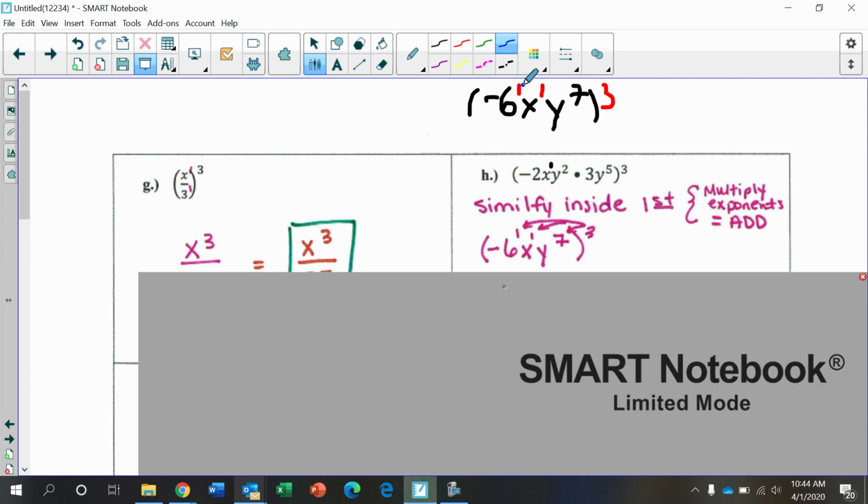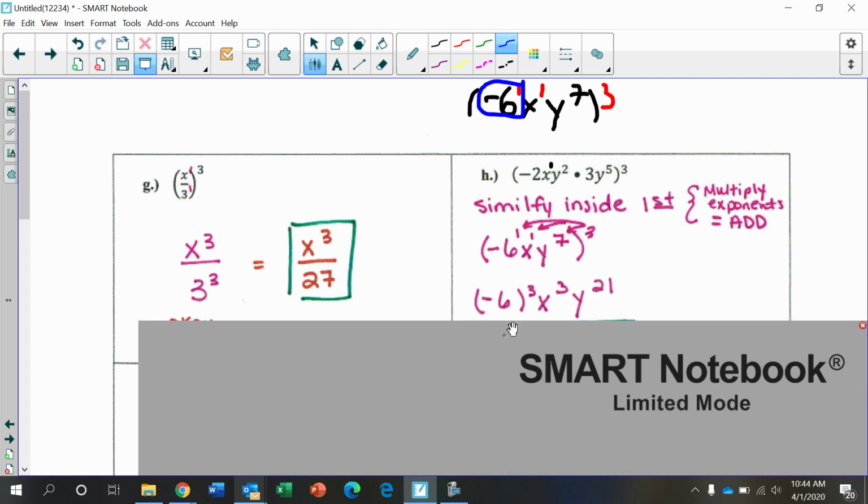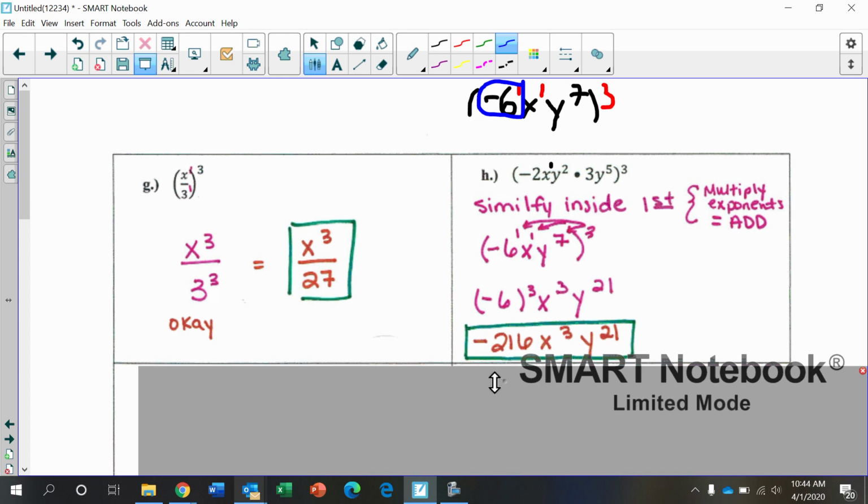We have the -6 here. Okay. -6 raised to the 3rd power. You have to keep it in parentheses. Okay. So when you're doing it, you're doing -6 times -6 times -6. Okay. And you get negative 216. Again, these don't change, you leave them alone.